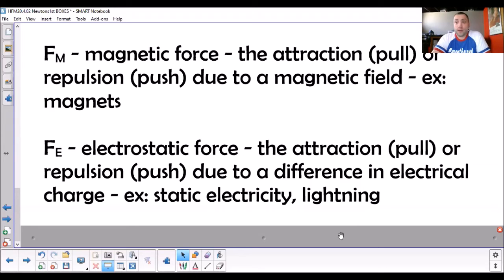This is the whole principle behind lightning. As the two different clouds come together, their static electricity is different, and they push together and get a charge built up, and it discharges into the earth. So that would be electrostatic force.